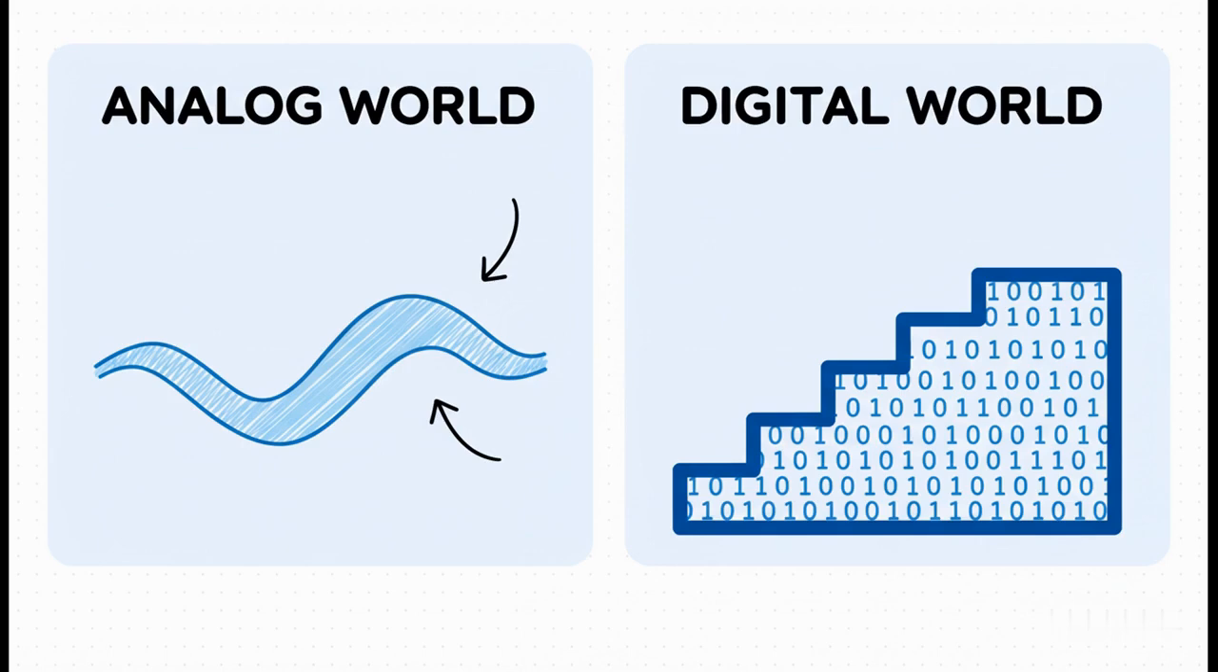But on the other side, you have the digital world of our computers. And this world is all about precise, discrete steps, kind of like a staircase. It only understands two things, high or low, which we represent as ones and zeros.